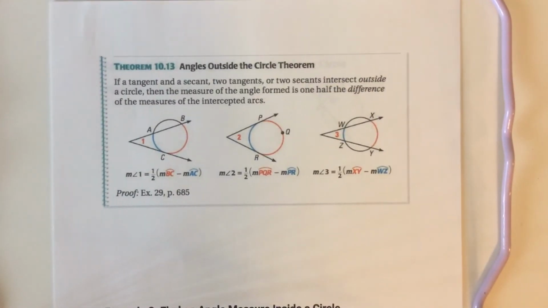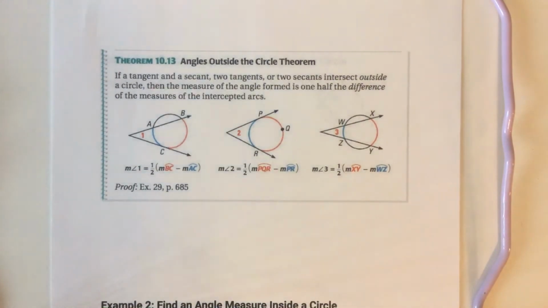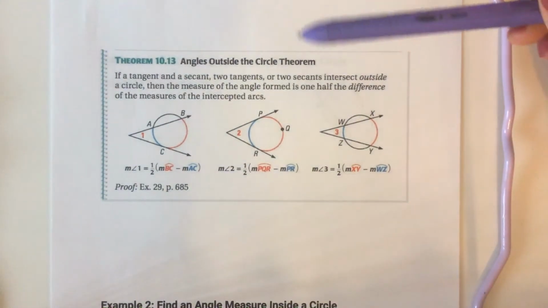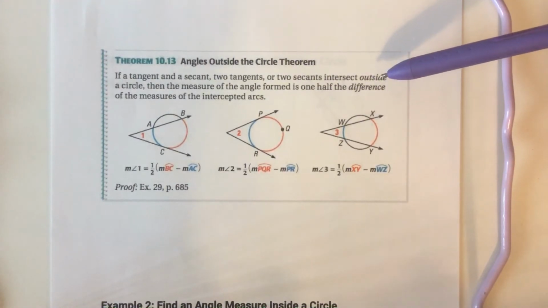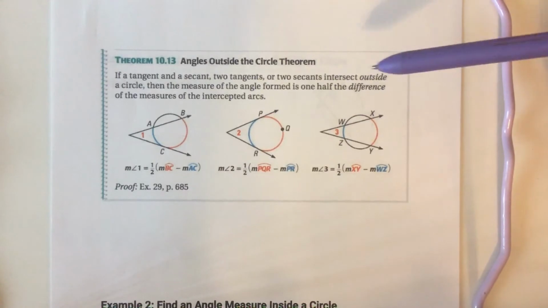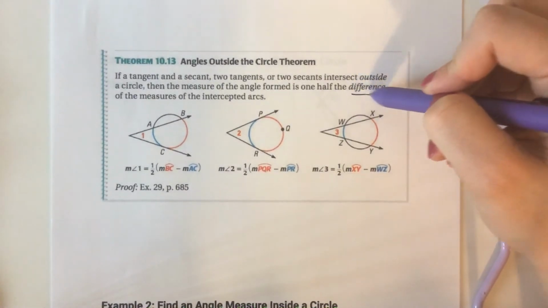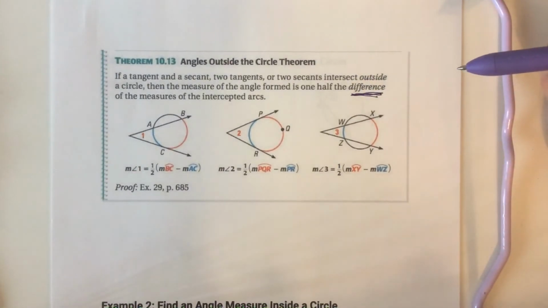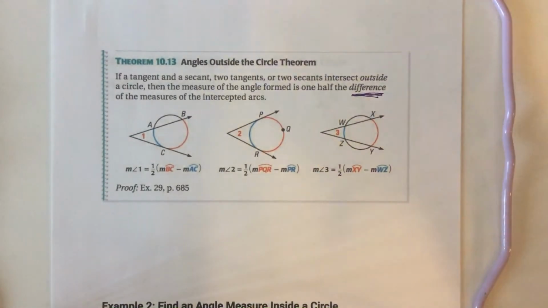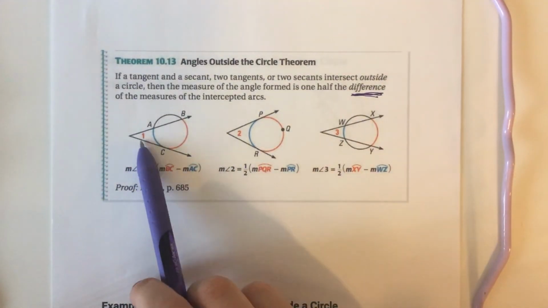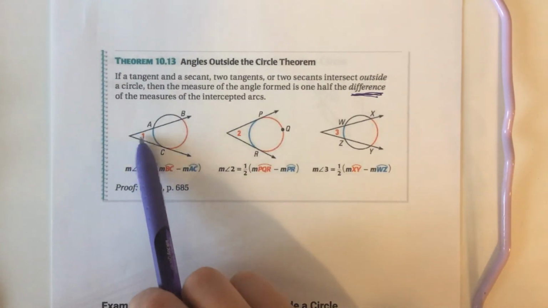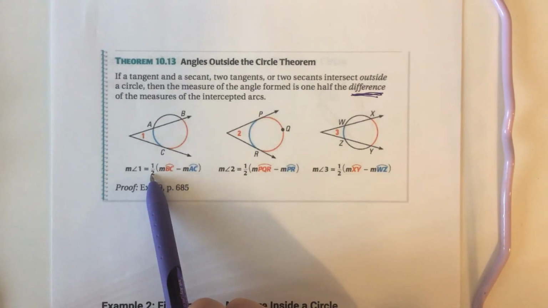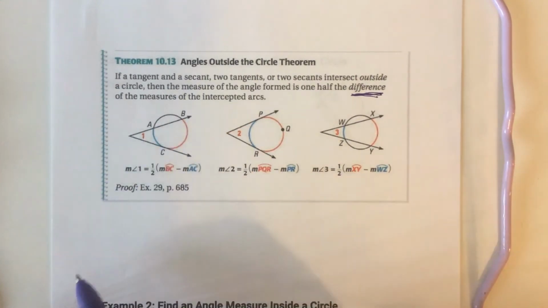Now, say the two lines intersect outside the circle, we have this theorem. If a tangent and a secant, two tangents, or two secants intersect outside a circle, then the measure of the angle formed is 1/2 the difference, difference means subtraction, of the measures of the intercepted arcs. So say we have an example like this, angle 1 is outside the circle. To find its measure, we would say, okay, it's 1/2 the difference, do big minus small.